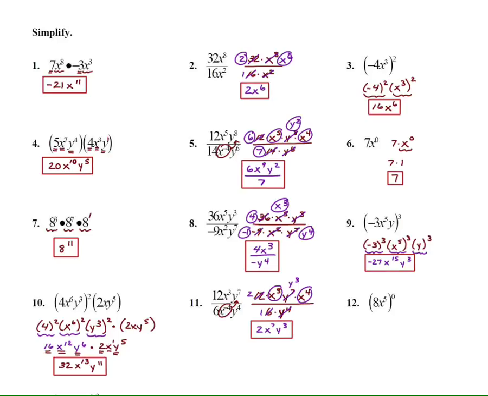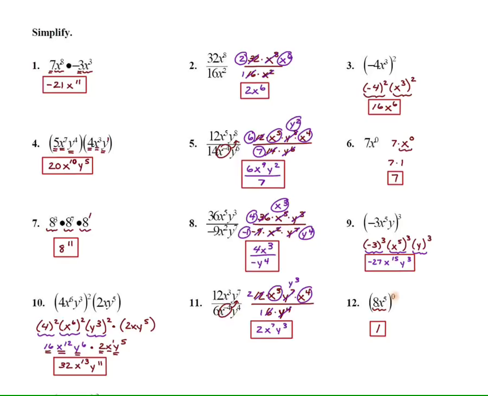Then number 12, here's where this one differs slightly from number 6. Notice 8x to the fifth is all being raised to the 0 power. So that means whatever's on the inside raised to the 0 power is just 1. That's slightly different than 6 because 6 was 7x to the 0, but only the x was being raised to the 0.